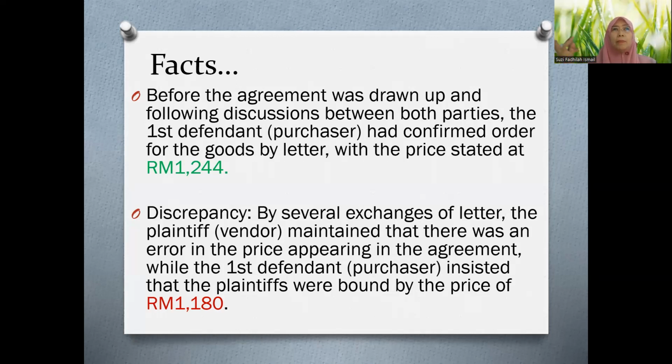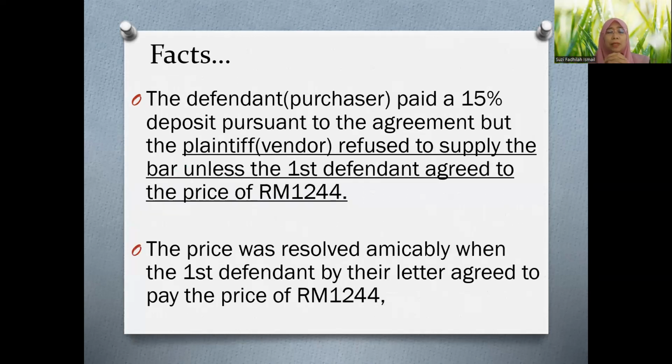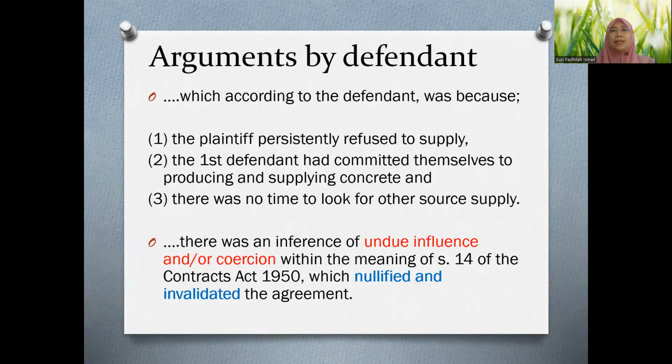But the purchaser was really in need of the item, the subject matter here. And then the purchaser paid a 15% deposit to the agreement. But the vendor, the seller, said, no, I'm not going to supply unless you agree to my price, which is higher, 1,244. So the purchaser doesn't have much choice here. So the price was resolved when the first defendant, the purchaser, by their letter, agreed. We agreed to your price, but later they didn't want to pay. They disputed and then brought the case to the court, and these are their arguments.